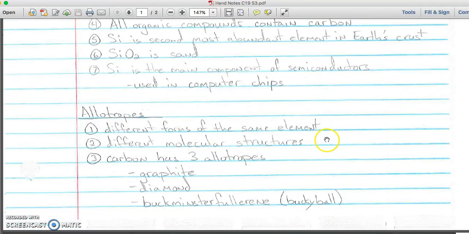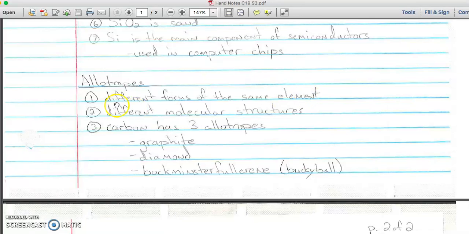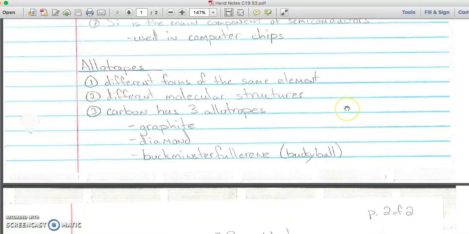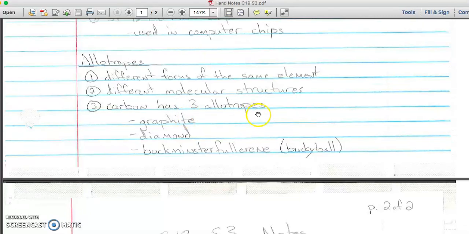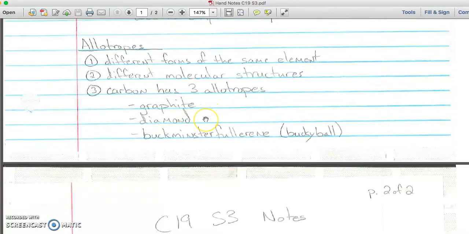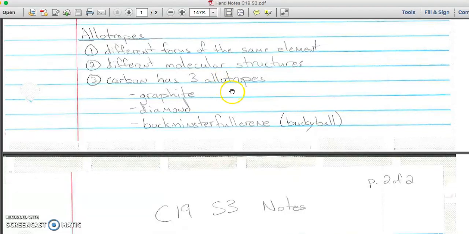Allotropes are different forms of the same element. They have different molecular structures. As such, they end up with very different properties. Graphite can be used as a lubricant. Diamond can be used in jewelry. Diamond's very hard. Graphite's pretty soft. I wrote with graphite when I made these notes.